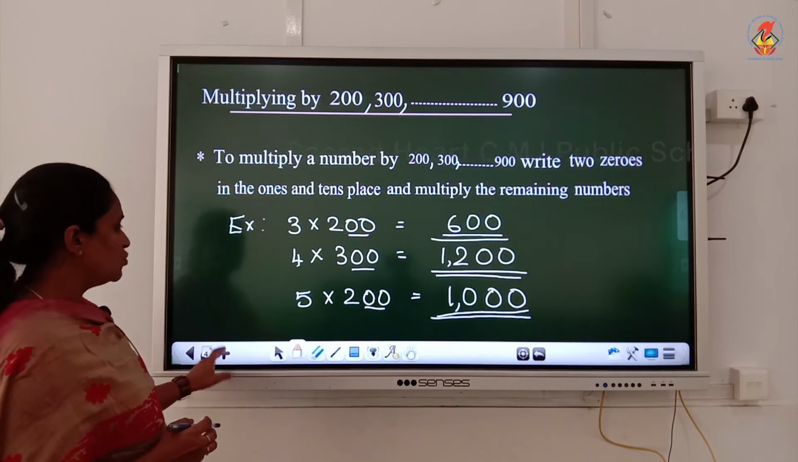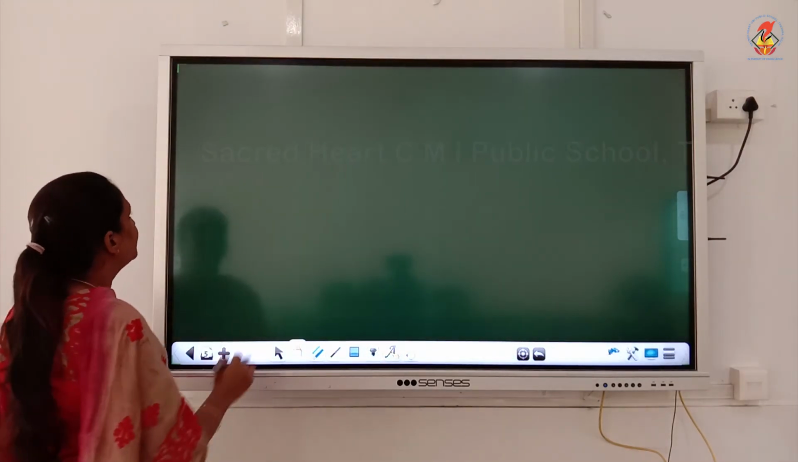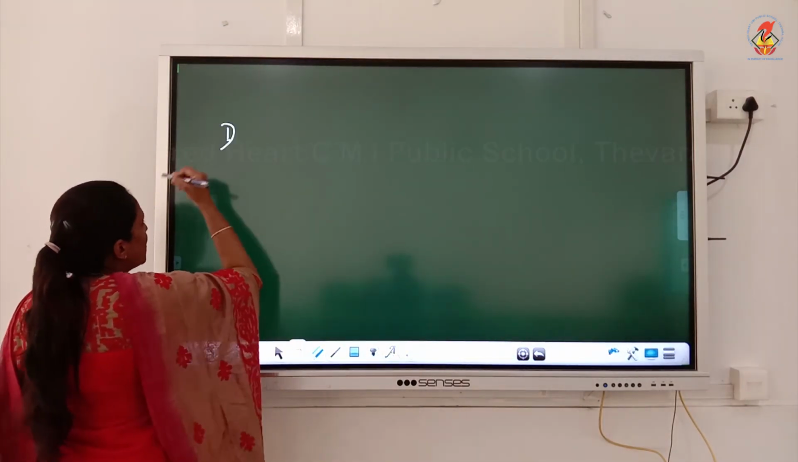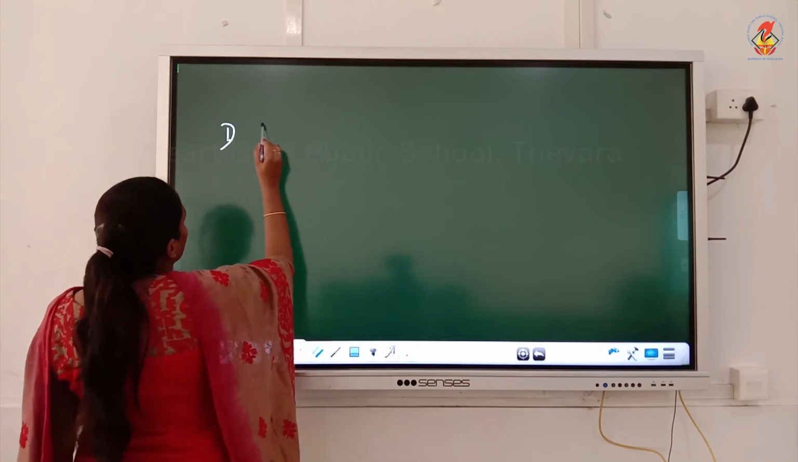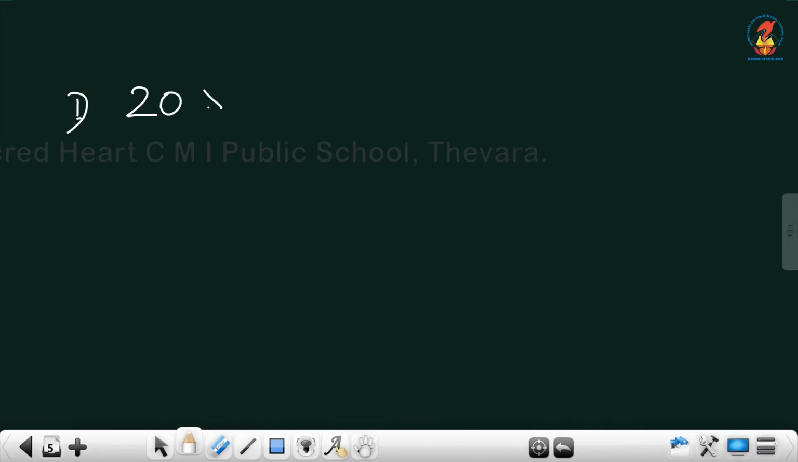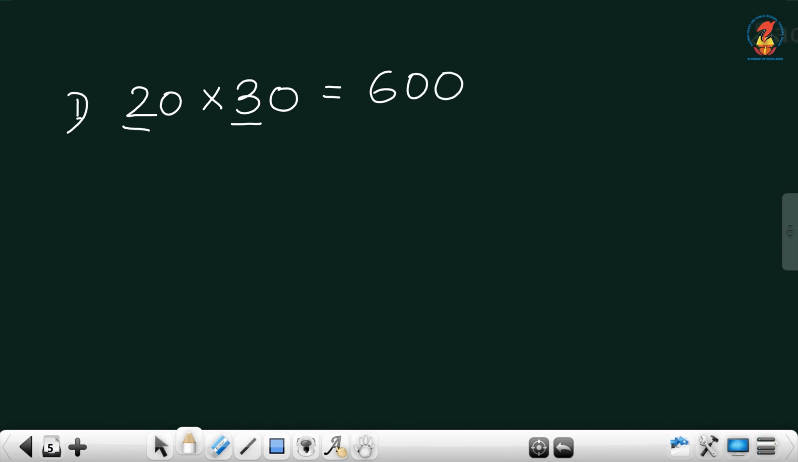So let's do some questions. First question, 20 into 30. Now you will multiply 2 and 3. 2 3s are 6. How many zeros are there? 1 and 1, so 2 zeros. So you get the answer 600.